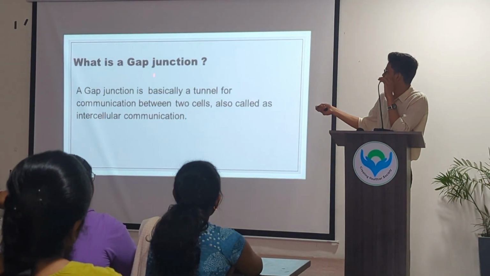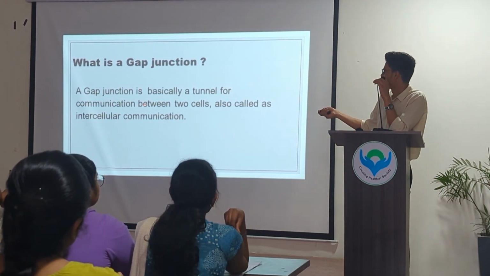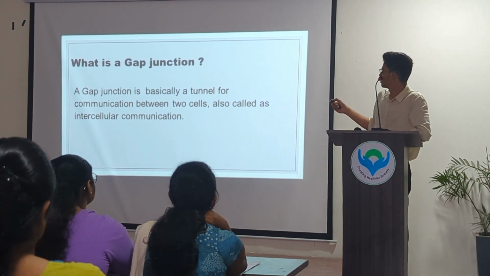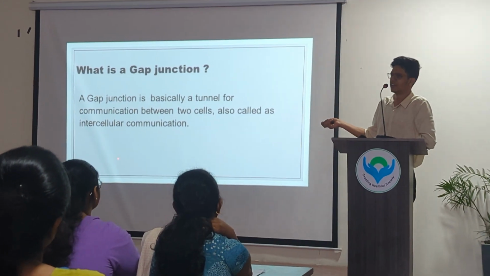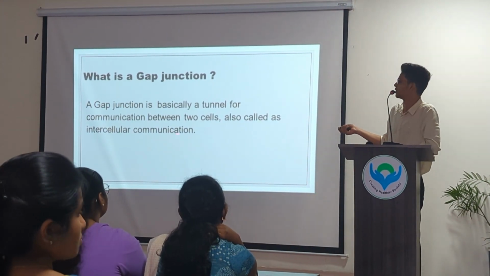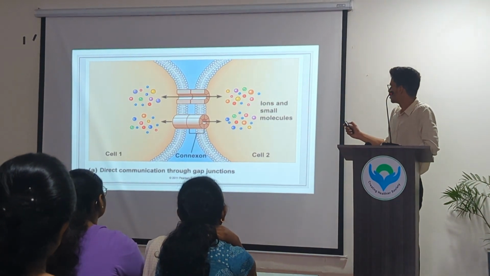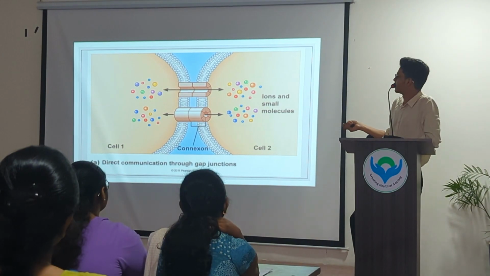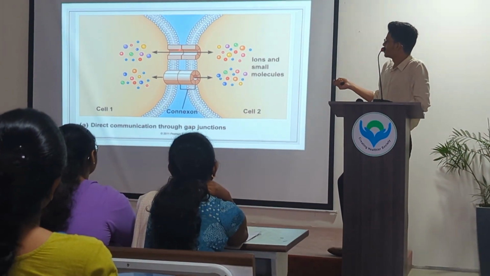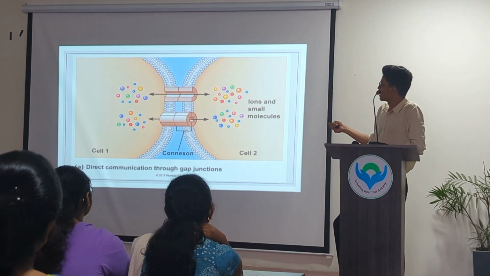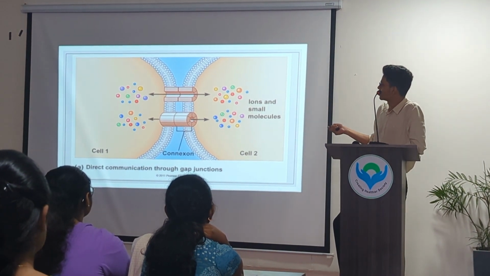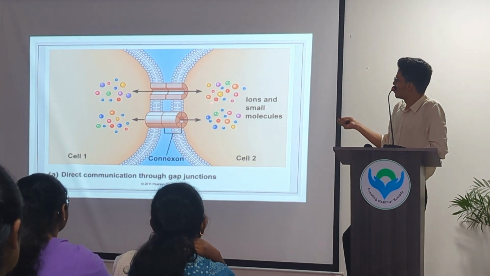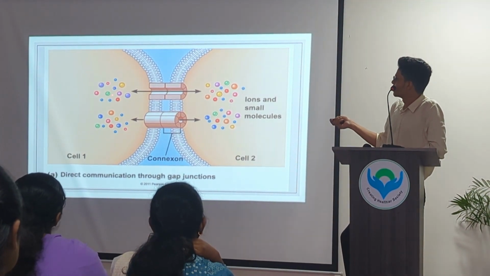Coming to my next slide, a gap junction is basically a tunnel for communication between two cells. In our textbook terms, they call it intercellular communication, communication between two cells. So this is how a gap junction looks, and you can see that it looks like a tunnel here. A gap junction is present between two cells, and between two cells you will find two connections, and through these two connections the exchange of ions and protein molecules occurs.